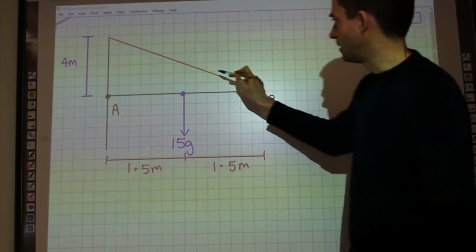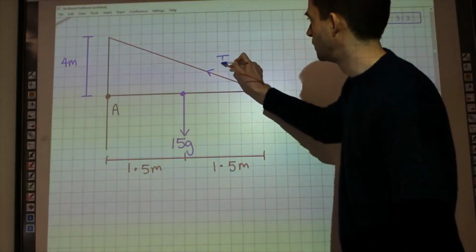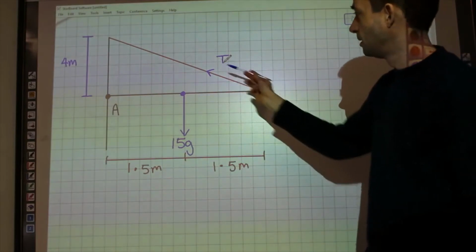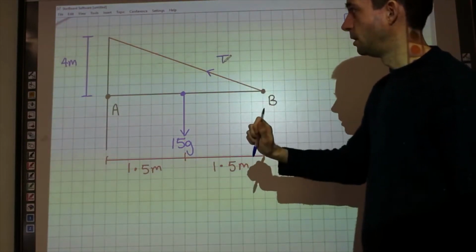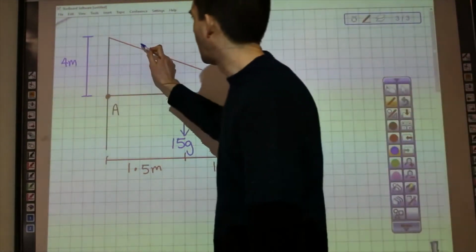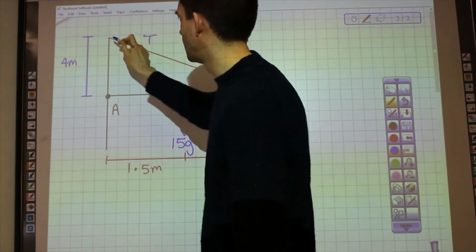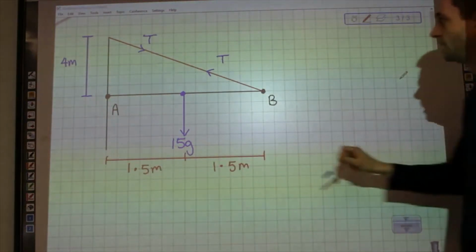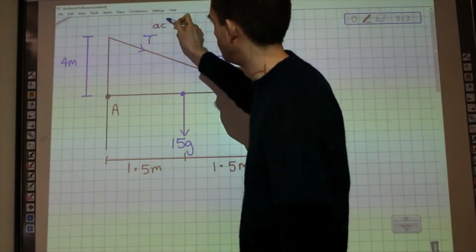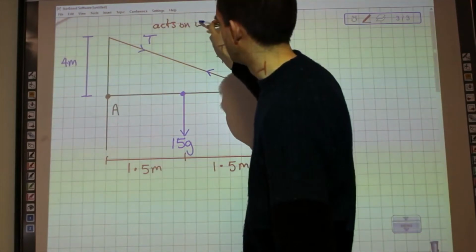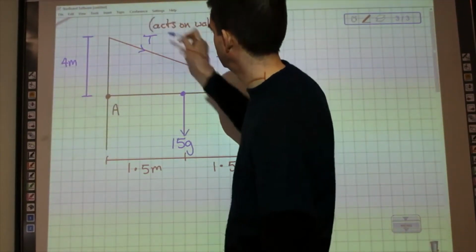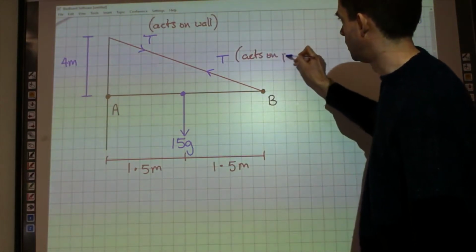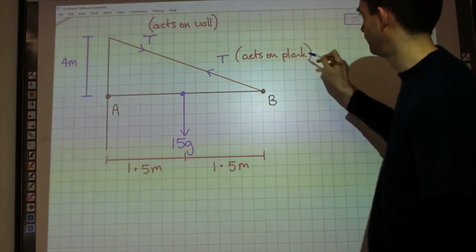We also have a tension force in the string acting on the plank, and a tension force acting on the wall. Okay. It's just worth labelling that, because some of our points later on will depend on that. So that is acting on the wall, and that tension there acts on the plank. Okay.